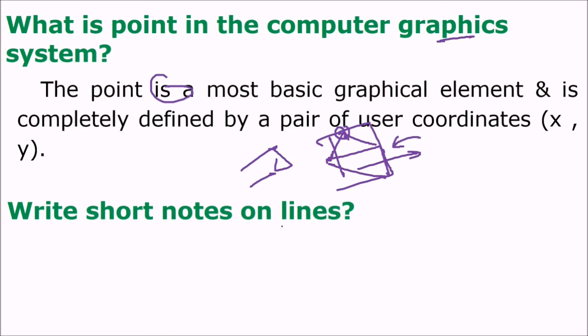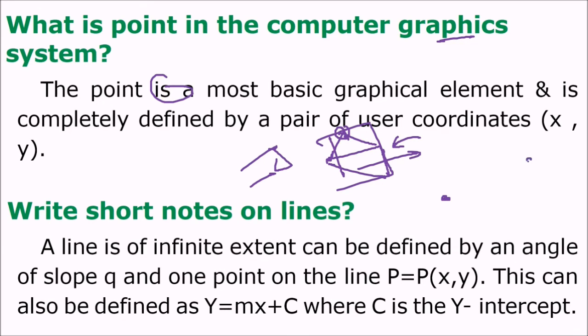Write short notes on lines. What is a line? A line is of infinite extent that can be defined by an angle, slope, and one point, say x, y. So you can define it by y is equal to mx plus c, where m is the slope and c is the y-intercept.